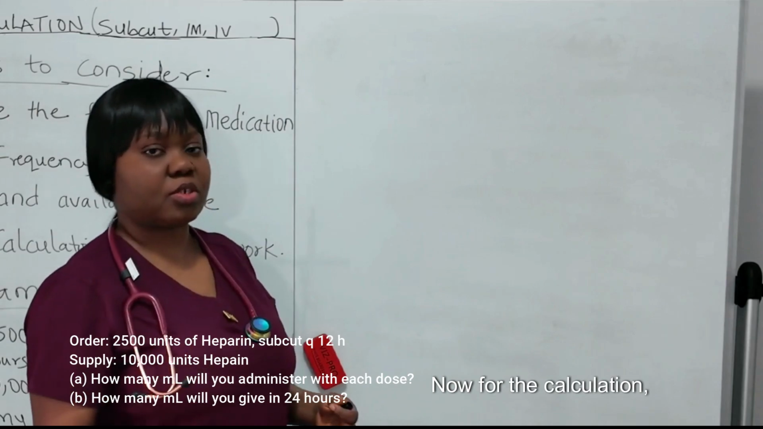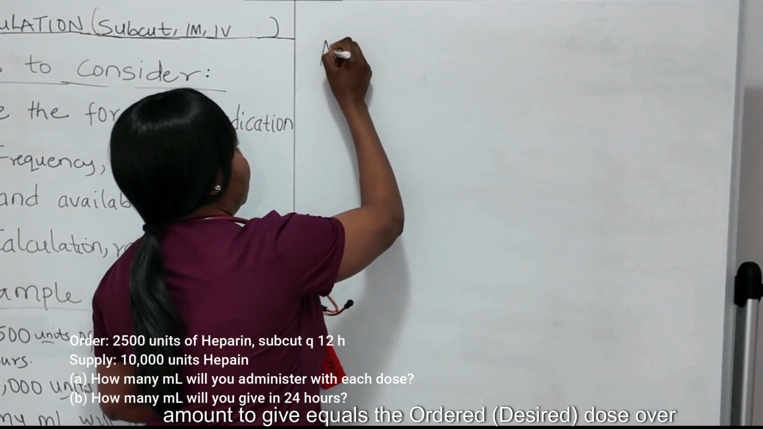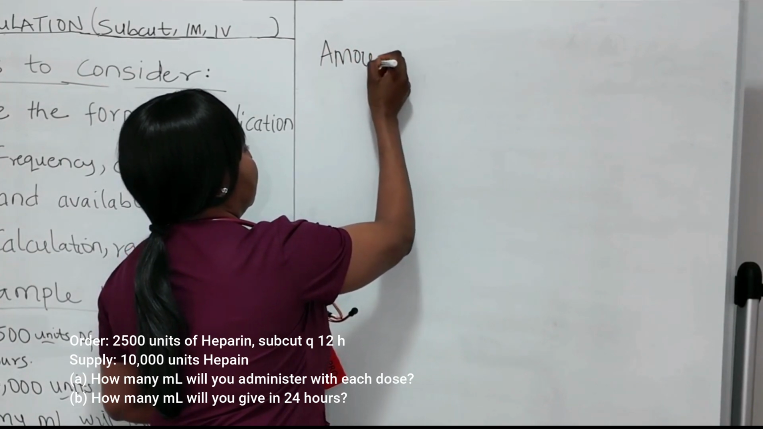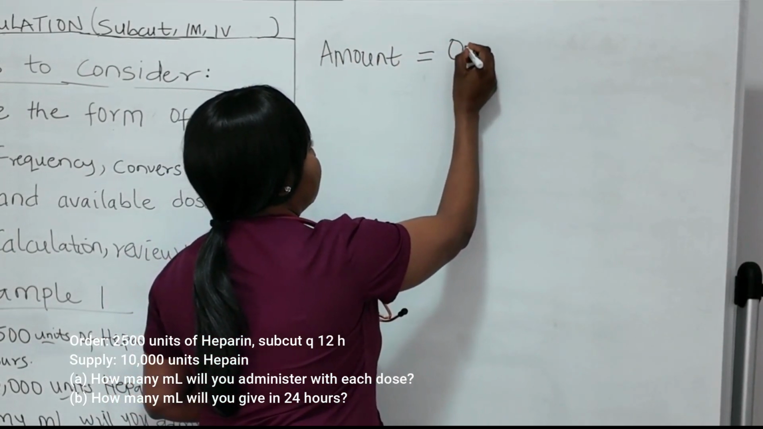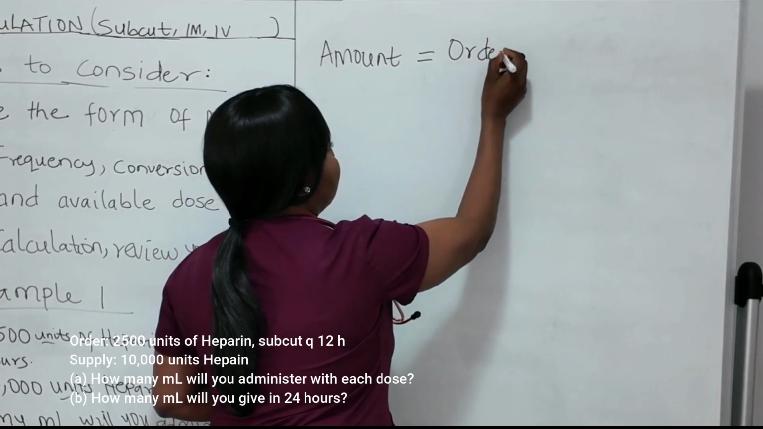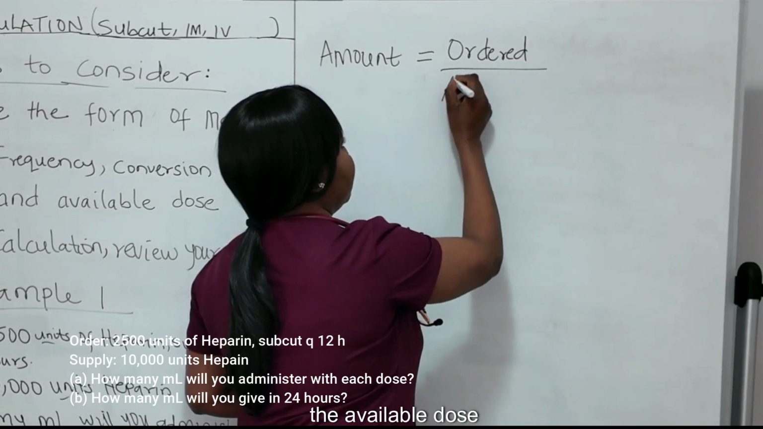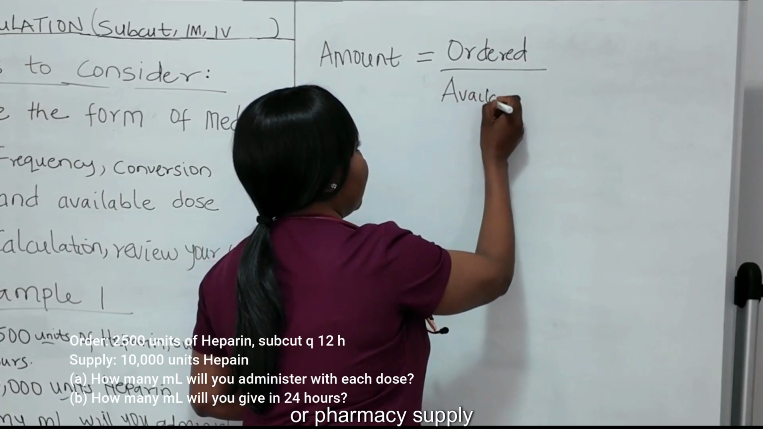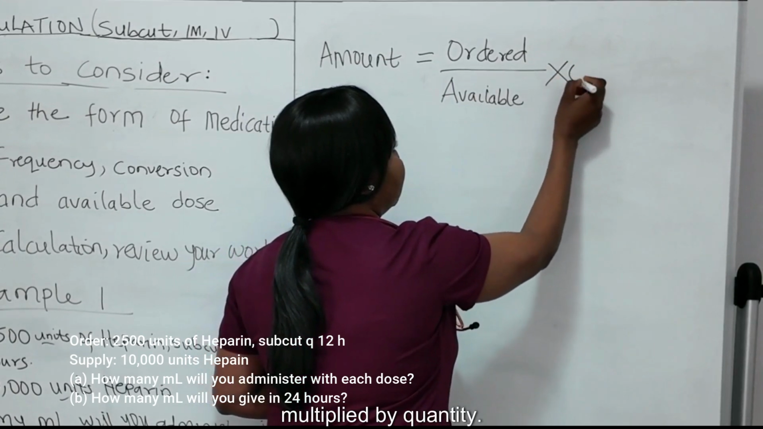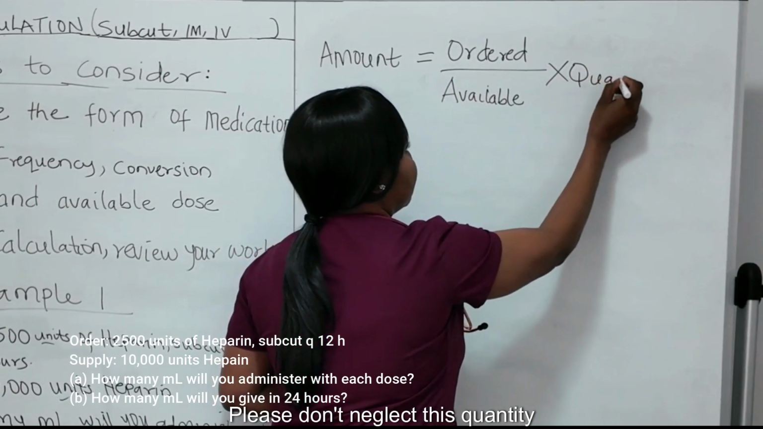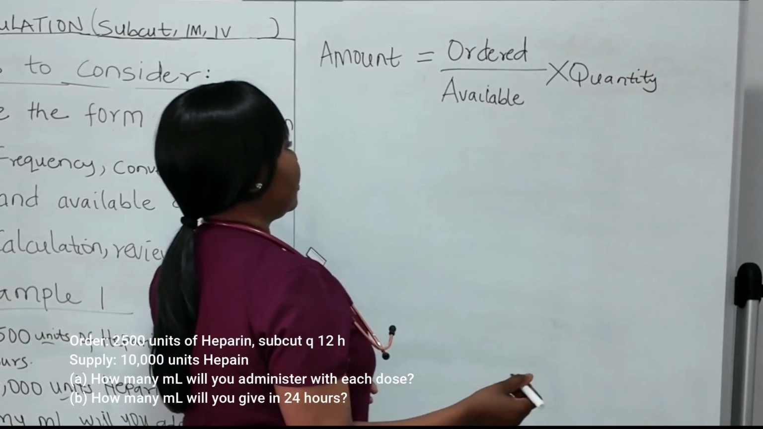Now for the calculation, the formula we usually use is amount to give is equal to the ordered dose or the desired dose, divided by the available dose or pharmacy supply, multiplied by quantity. Please don't neglect this quantity because you'll be needing it in some of the questions.